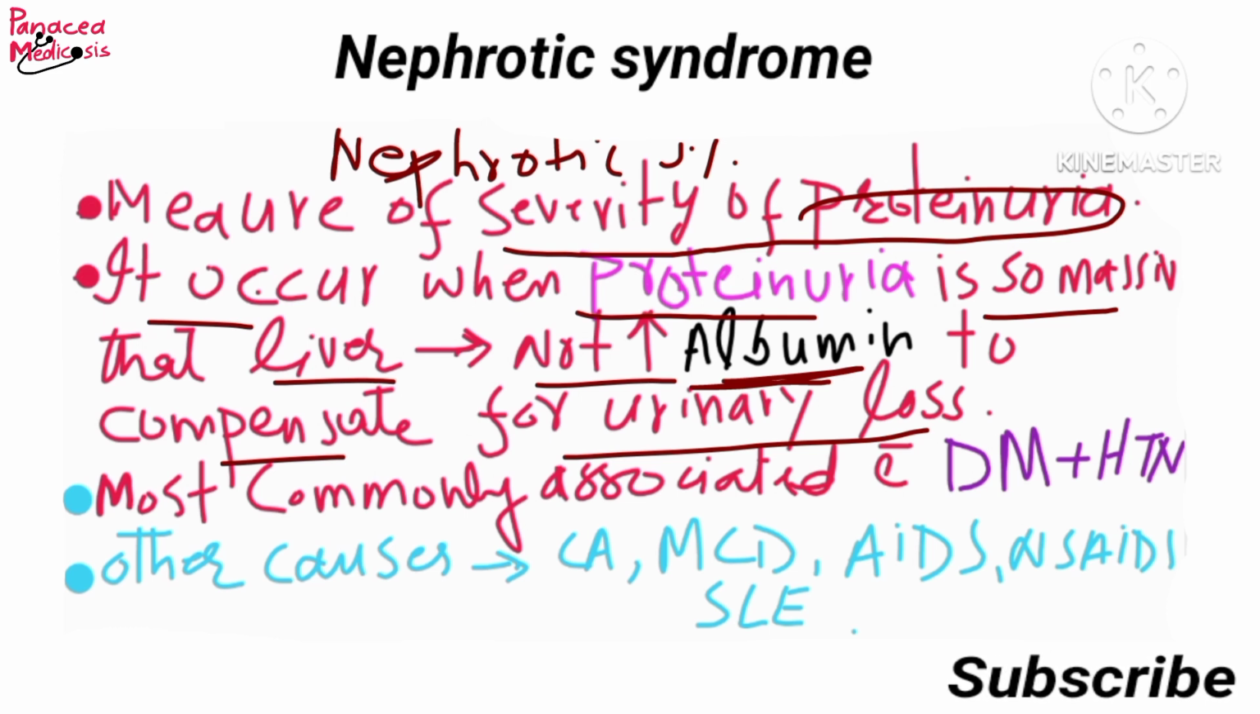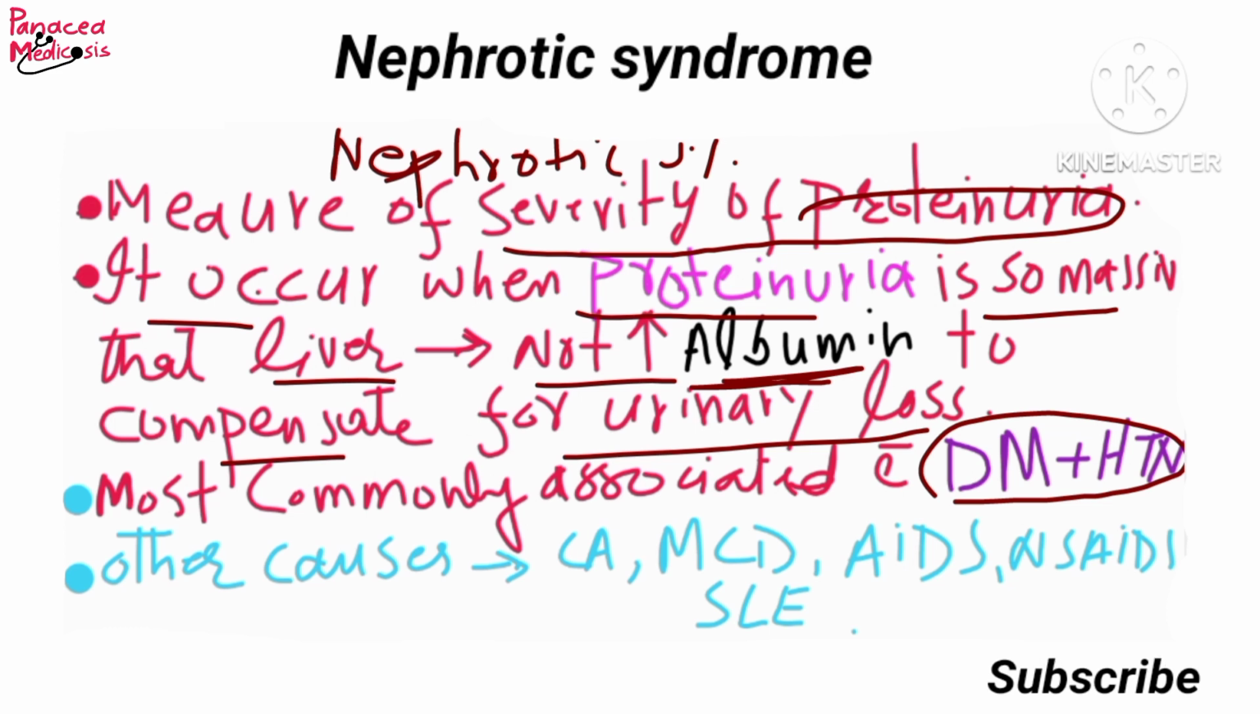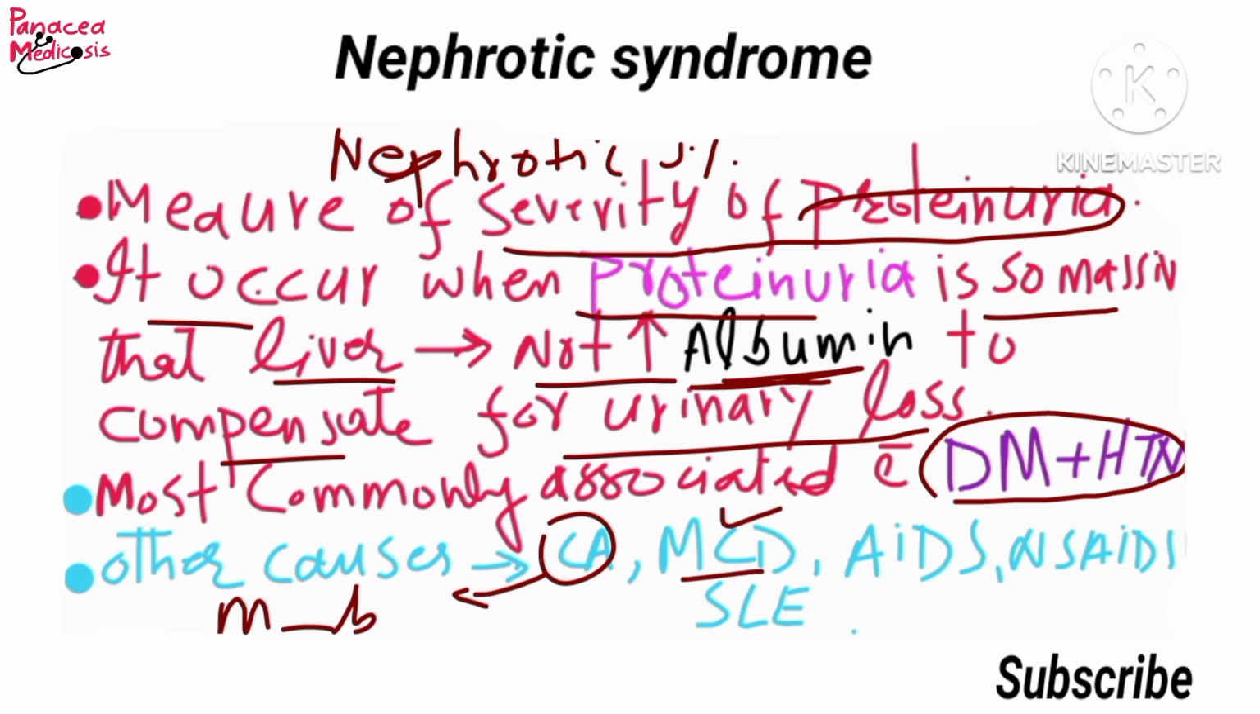Nephrotic syndrome is most commonly seen with diabetes and hypertension, and the other causes are cancers. It is associated with membranous nephropathy, and minimal change disease occurs in children. It is associated with AIDS, like focal segmental glomerulonephritis. It is also associated with NSAIDs and autoimmune diseases like SLE.